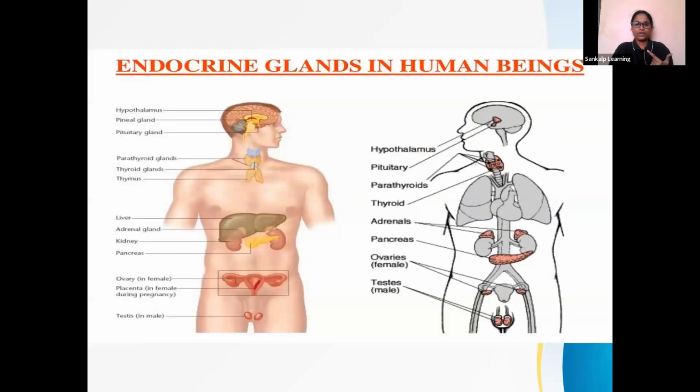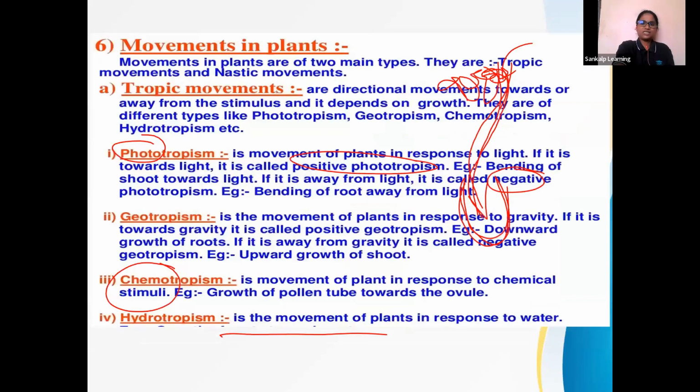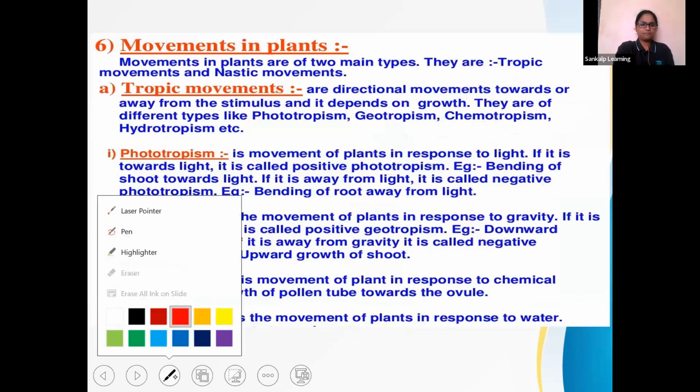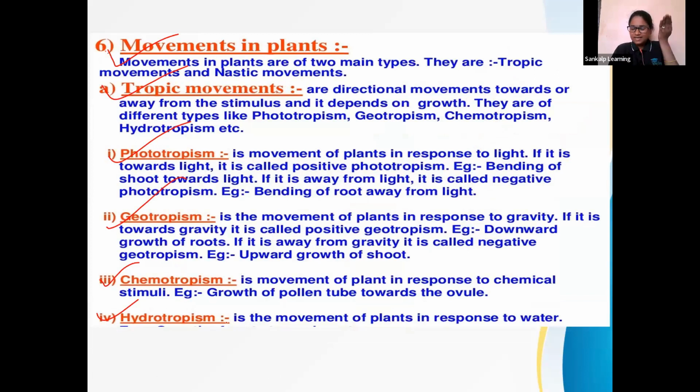Okay, next. Movements in plants. Put the heading movements in plants, guys. Then write down all the points here. In hydrotropism, the shoot shows negative hydrotropism because it is away from the water. The root here shows positive hydrotropism because it absorbs the water. Okay, write down and let me know once you finish. Please write it fast.